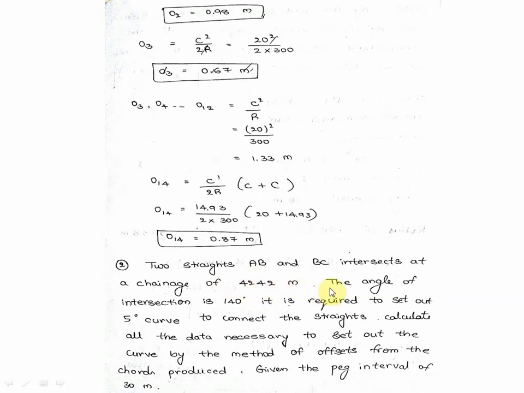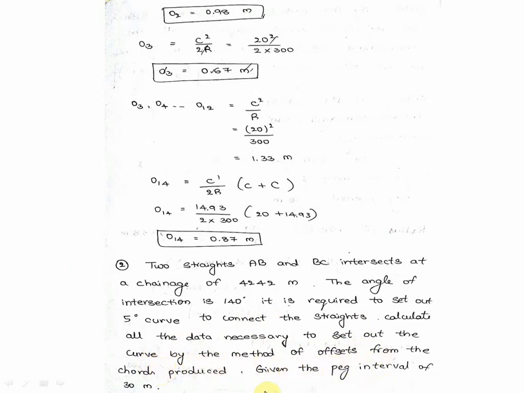AB and BC are the two tangents, the rear tangent and the forward tangent. The angle of intersection is 140 degree. It is required to set out a 5 degree curve to connect the straights. They have given the angle of intersection, not the angle of deflection, and the degree of curve, 5 degree, to connect these two straights. Calculate all the data necessary to set out the curve by the method of offset from chord produced.